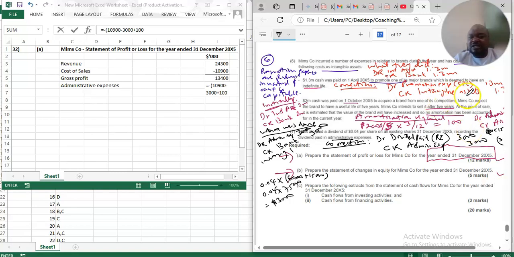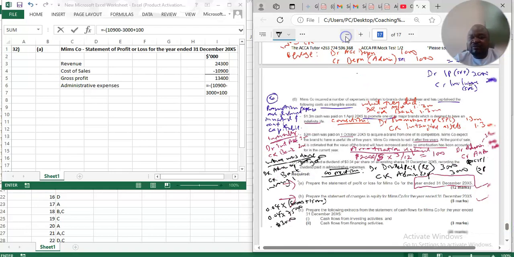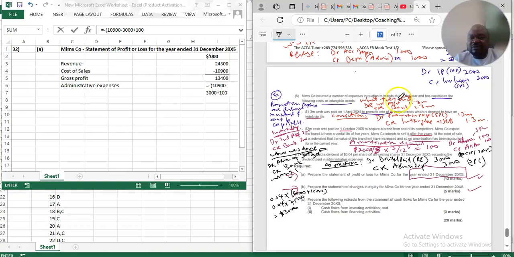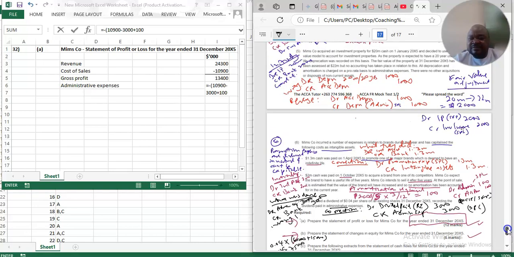What else? Intangibles there. Do we have anything to do with admin owing to the intangible movement? Do we have anything? Okay, let's skip the intangibles. They're not talking about anything about what they did.